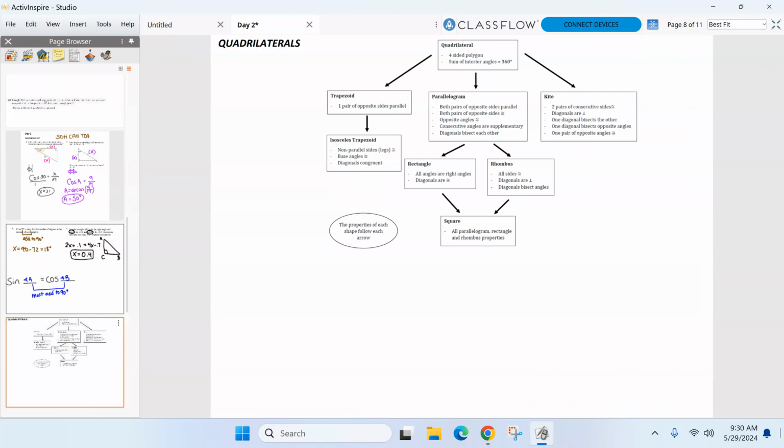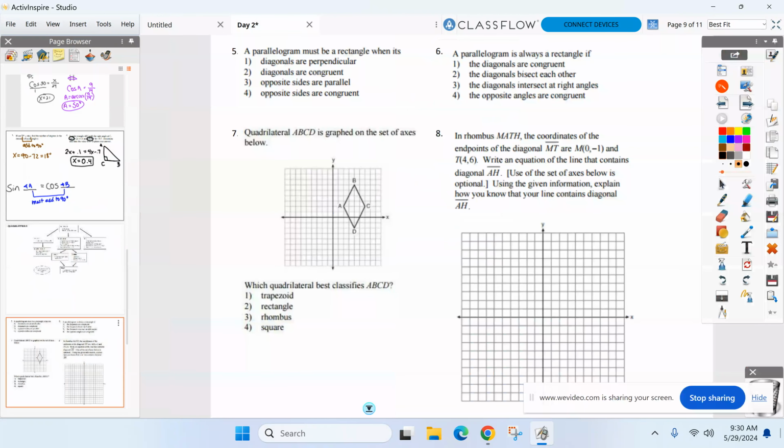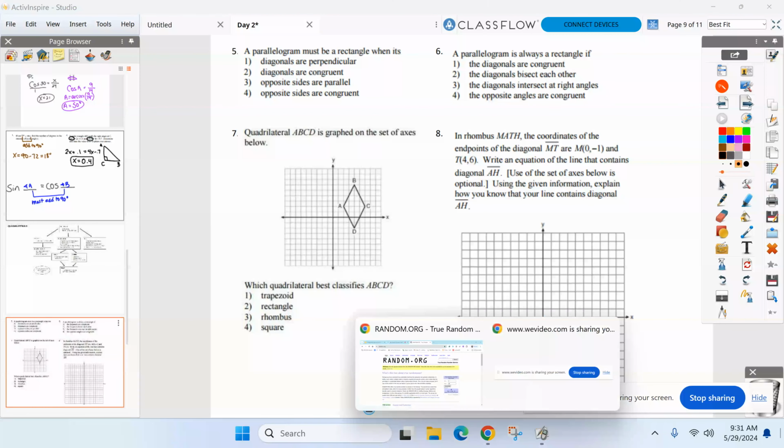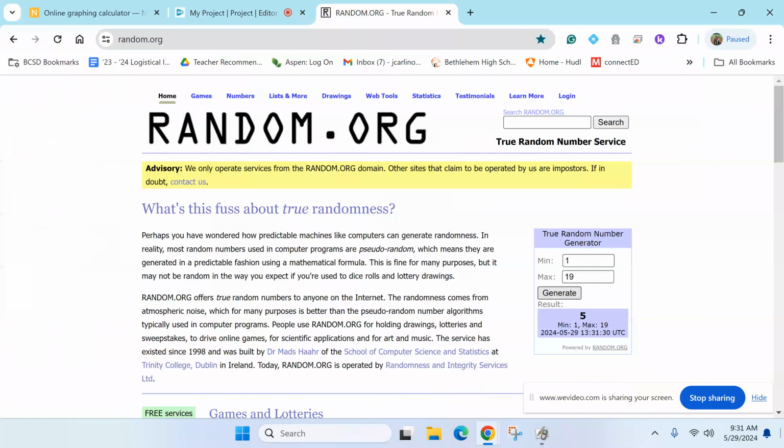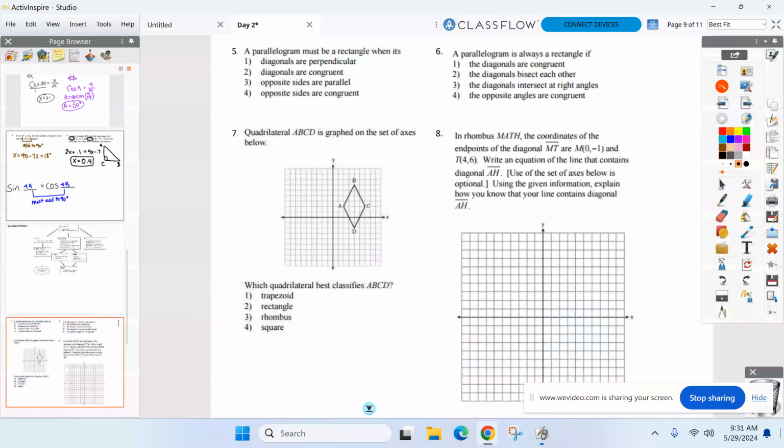All right, so some Regents type questions here using quadrilaterals, because there's going to be a handful of quadrilateral questions on the Regents. Number 5: a parallelogram must be a rectangle when it's what? What is so great about a rectangle? So a parallelogram becomes a rectangle if, so I'm looking for something special about a rectangle. That's why I provided the chart to go back and look. What is so special about a rectangle? Eli? Congruent, correct. Diagonals are congruent.